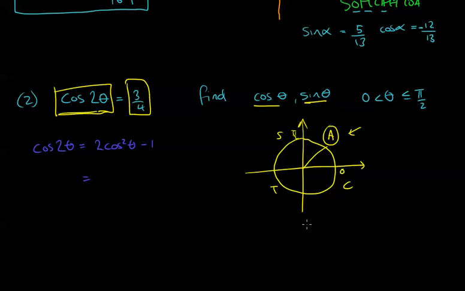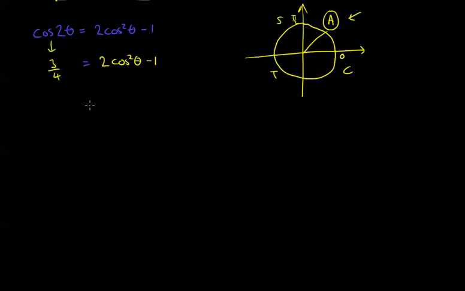We're not going to do a working out triangle or anything like that. It's like we've been told the answer and we're working backwards to work out what cos theta is. So cos 2 theta is 3/4, so I can replace this with 3/4. So I have 2 cos squared theta take away 1. Now this is basically an equation, I need to just work it out.